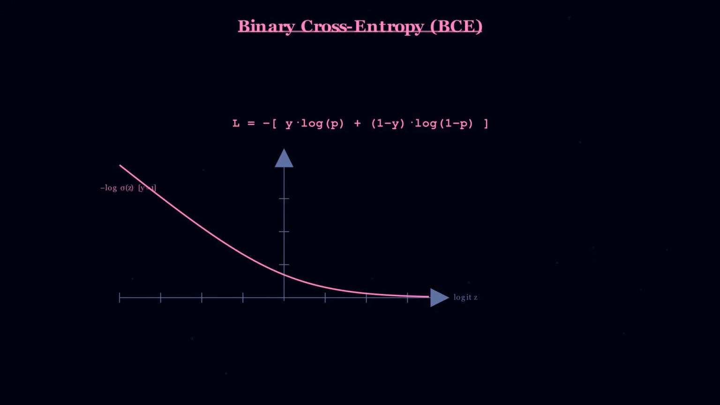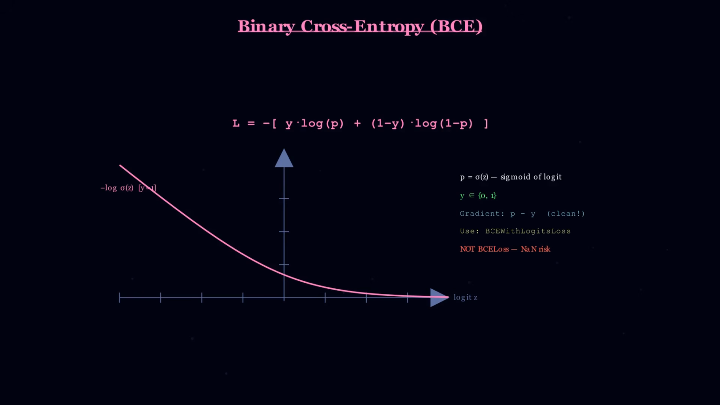Binary cross-entropy, the correct loss for binary classification. For binary classification, y is 0 or 1. The network outputs a raw logit z. Sigmoid of z gives a probability p between 0 and 1.